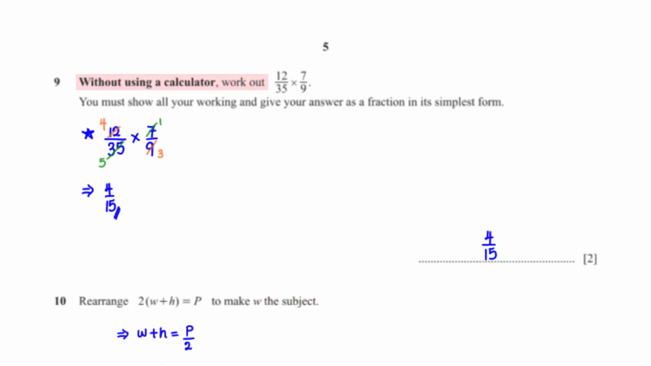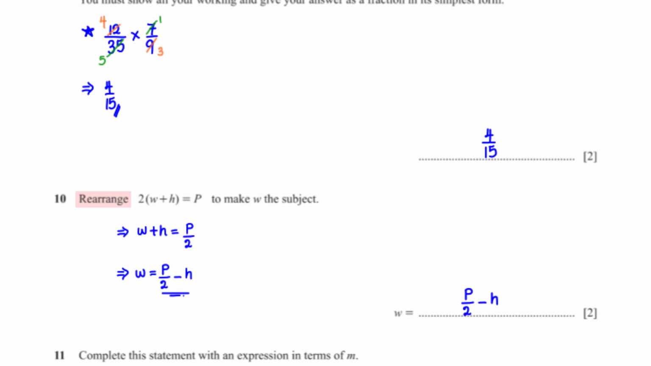Without using a calculator, work out 12/35 times 7/9. You must show all your working and give your answer as a fraction in its simplest form. 7 goes into itself once and goes into 35 5 times. 3 goes into 12 4 times and goes into 9 3 times. And so for the numerator, 4 times 1 gives us 4, and for the denominator, 5 times 3 gives us 15.